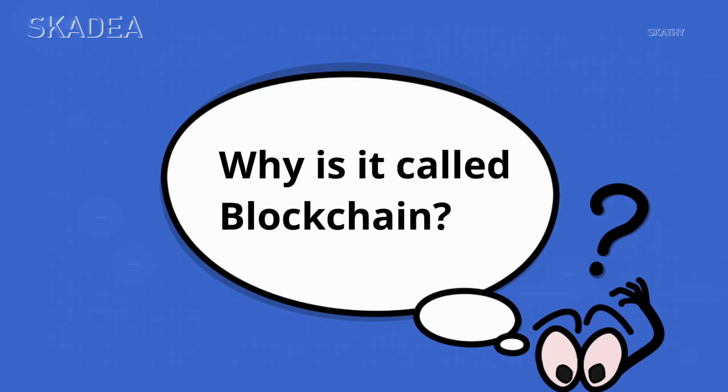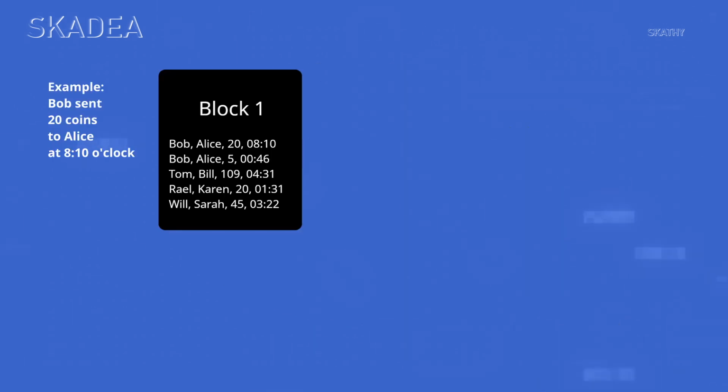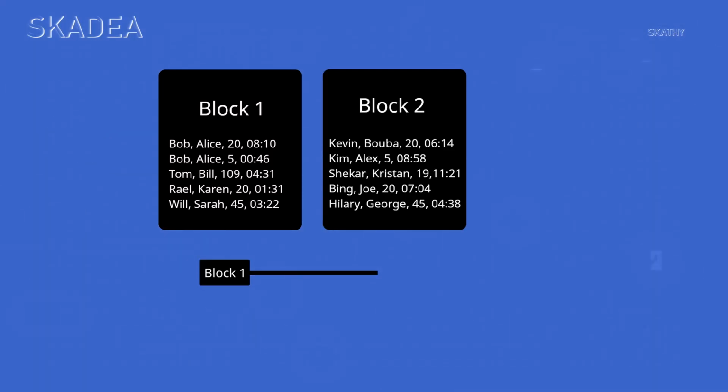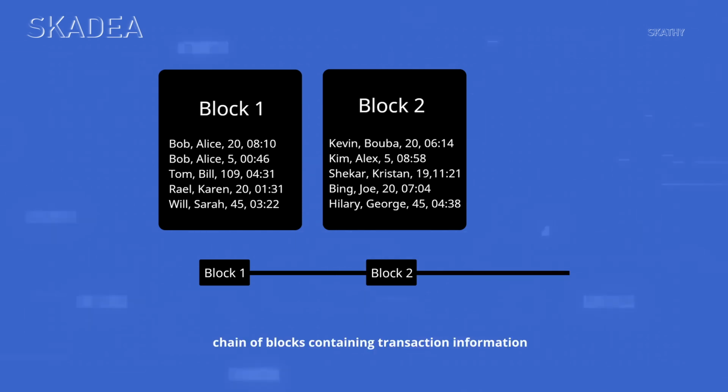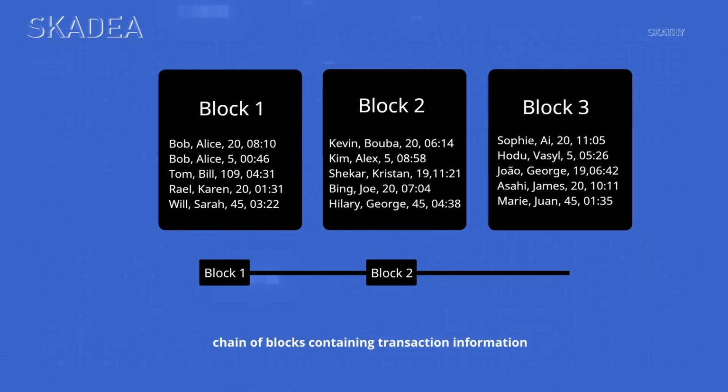And now let's see why blockchain is called blockchain. All transactions within a certain period are packaged into a block and verified by the blockchain server nodes. After the block is verified, it is written to the blockchain. Next block, same procedure. All transactions are packed into one block and added to the chain of blocks. Blockchain.